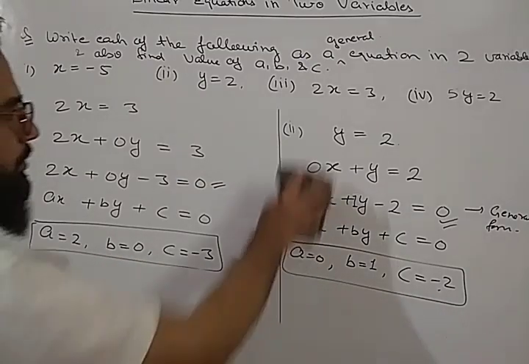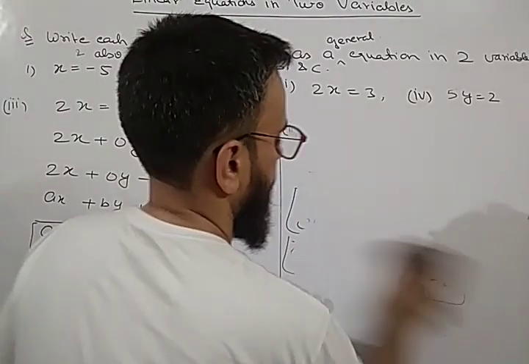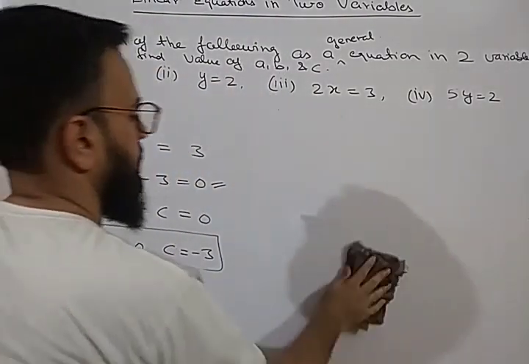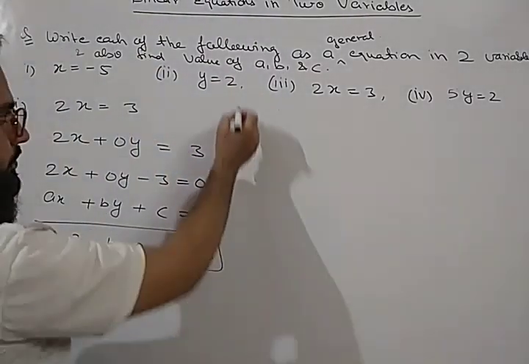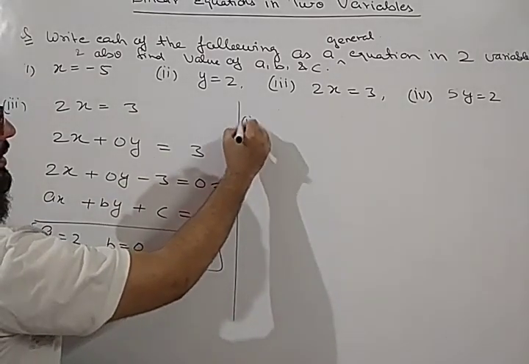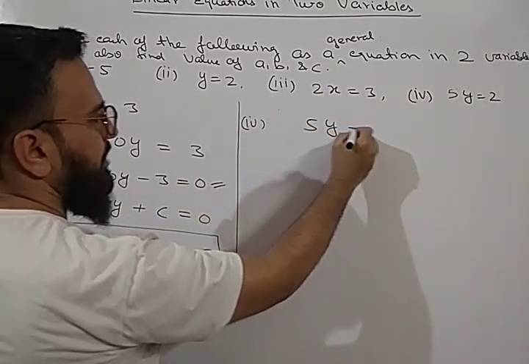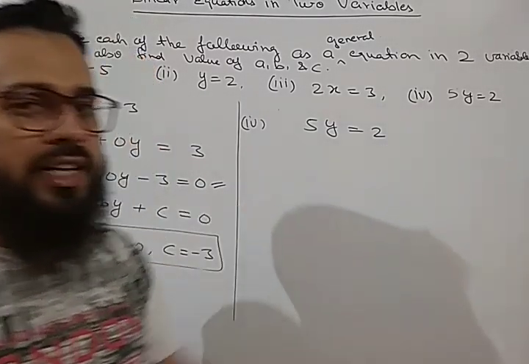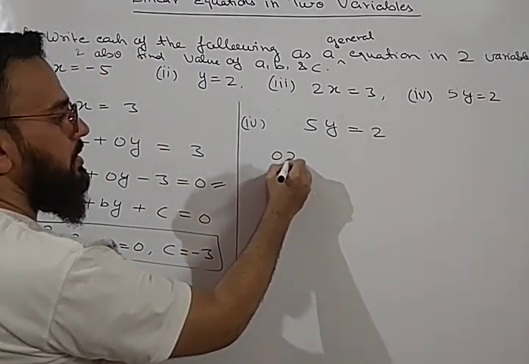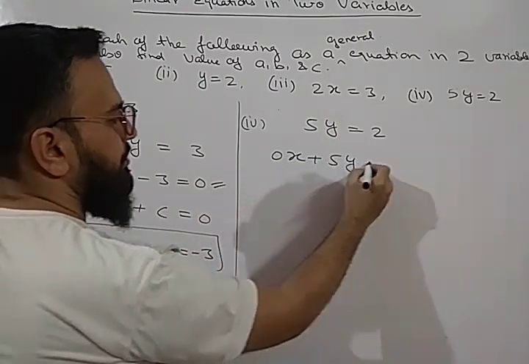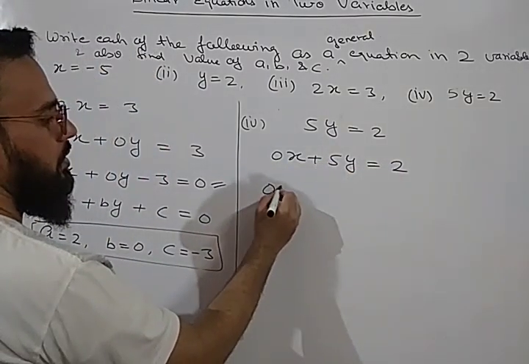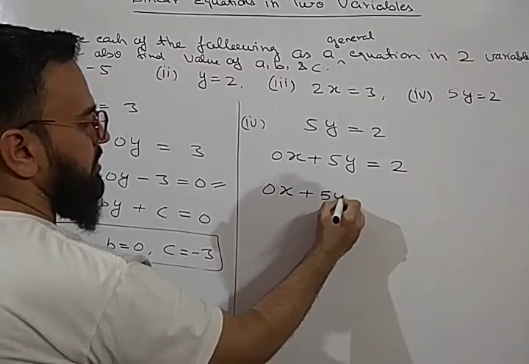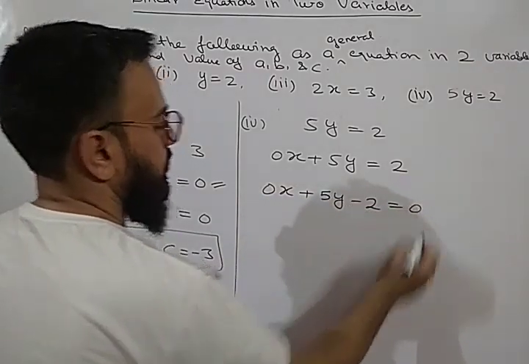Similarly, we can solve the fourth part also. In the fourth part, it is given 5y equals 2. It means in this part, the x variable is not given. So we will take it as 0x plus 5y is equal to 2, or it will be 0x plus 5y minus 2 equal to 0.